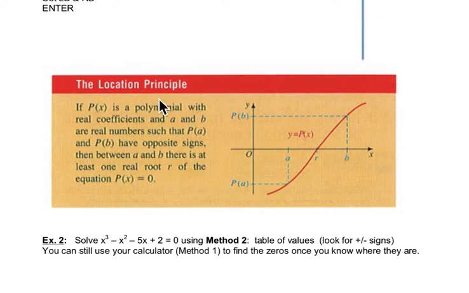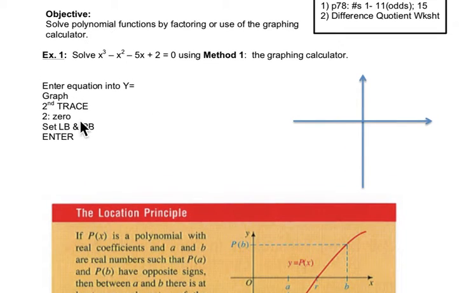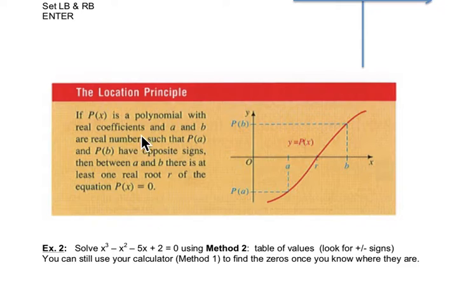Now we're going to use something called the location principle, and it relies on a table of values. I personally think this method is easier, but I do want to go through the concept of the location principle with you. Basically, it just tells us that if P of A is a negative number and P of B is a positive number, then somewhere between this value of A and B, a zero occurred or an x-intercept occurred. So that's what we're going to do.